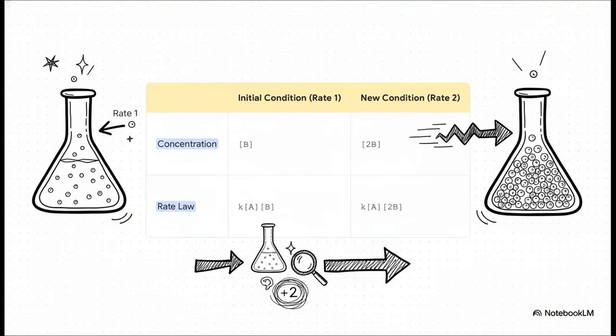So, to really see what's happening, we need to set up a classic before and after comparison. On the left, you've got our starting point. Let's call it rate 1. The concentration of B is just, well, B. But on the right, that's our after scenario, rate 2. See how we've plugged in our new condition? The concentration of B is now 2B. Just by looking at these two equations side by side, we can figure out exactly what that change did.